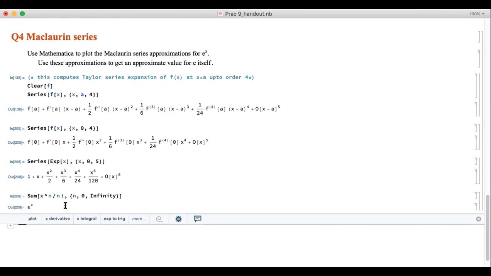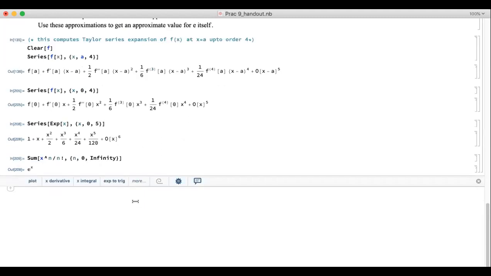Thanks, Kai, for the information. All right, I'm going to use this sum notation to compute the approximation. In order to get the approximation, what you could do is take the limit of the sum up to k terms as k goes to infinity. Okay, for example, let's write a function to compute that.